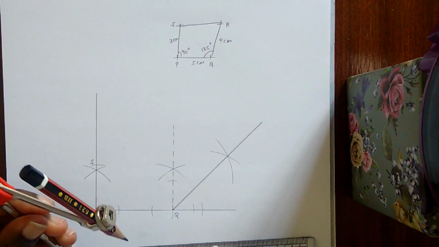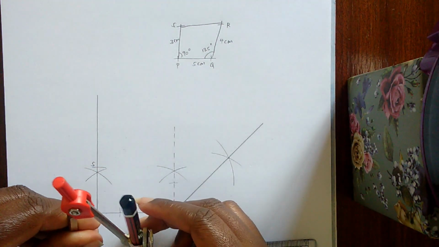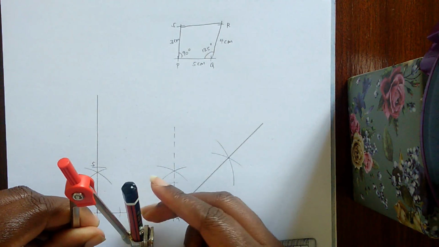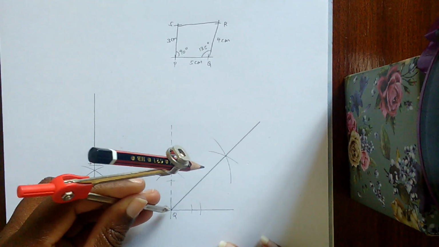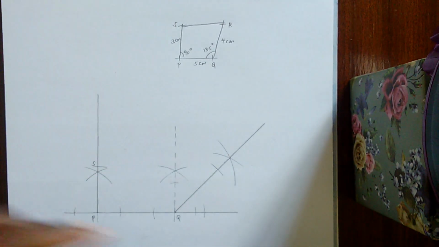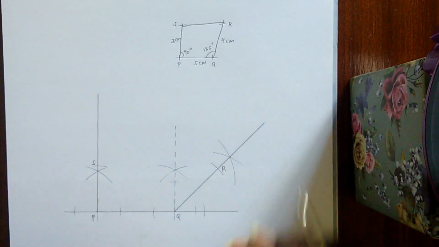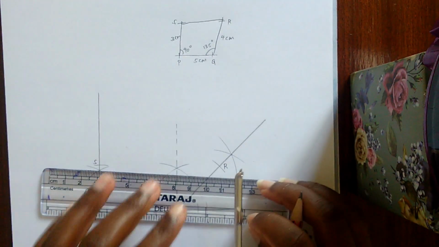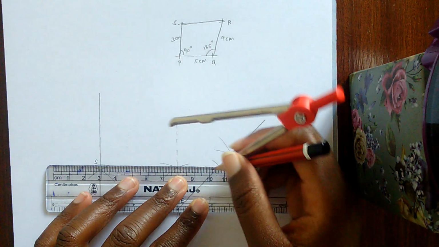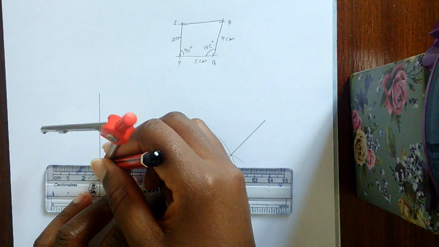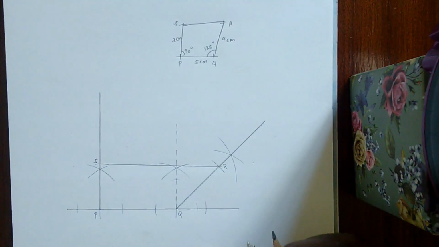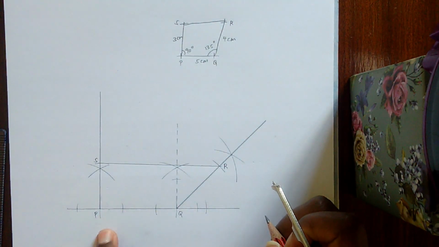Then you measure 4 centimeters. That will be our point R. Then you join points S and R to form a quadrilateral. There you have your quadrilateral PQRS.